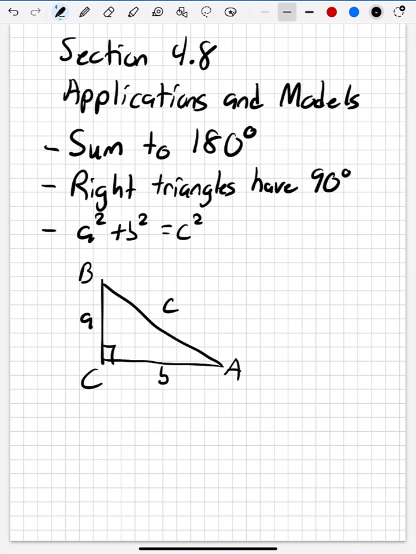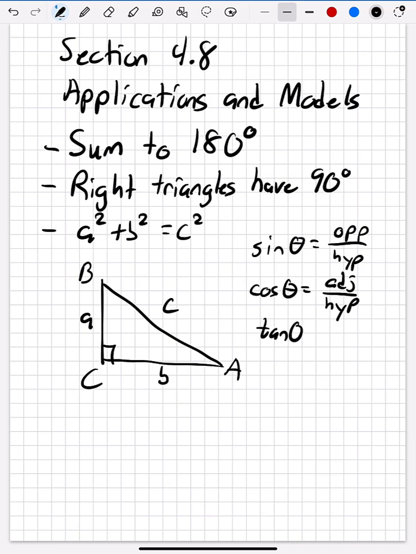Just remember our main trig identities: sine of theta is opposite over the hypotenuse, cosine of theta equals adjacent over the hypotenuse, and tangent of theta is equal to opposite over adjacent.